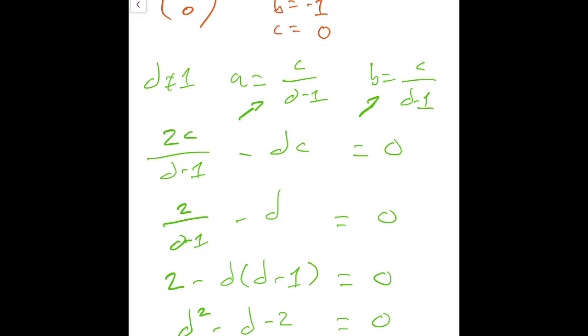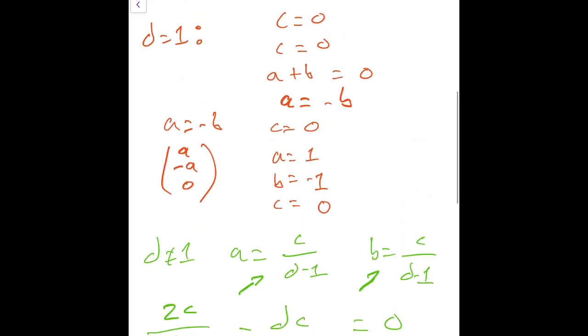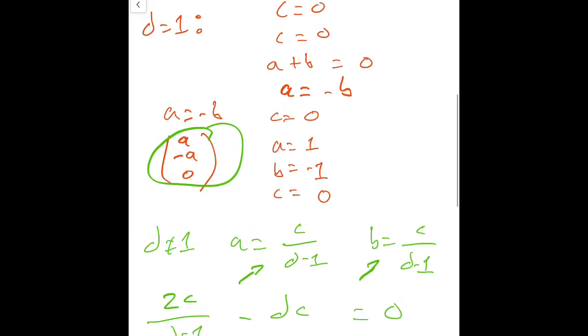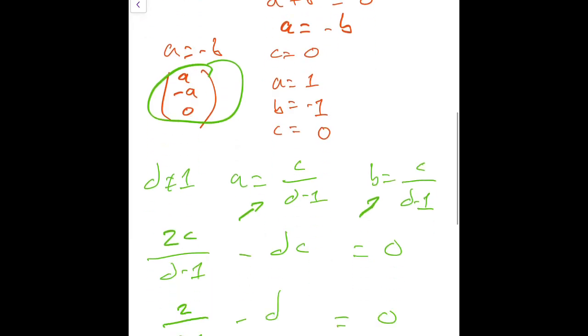If d is equal to 1, there's a solution. a is equal to minus b, and c is equal to 0. Okay, so there's an infinite number of solutions. Any vector of that form will be a solution. That's if d is equal to 1.